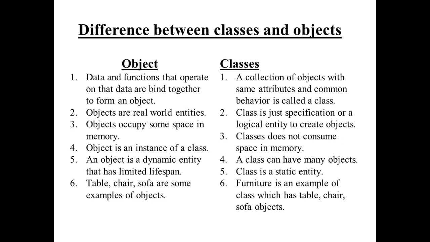So at last, here is an example of class and object. For example, furniture is a class, and objects can be table, chair, sofa, etc.